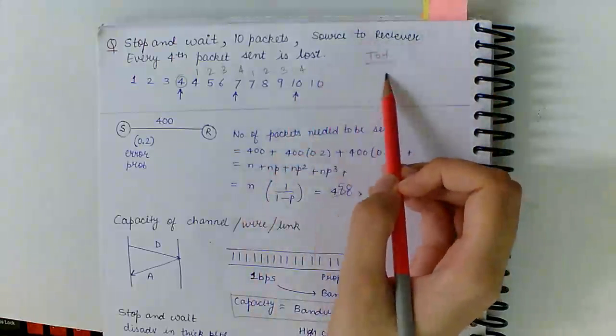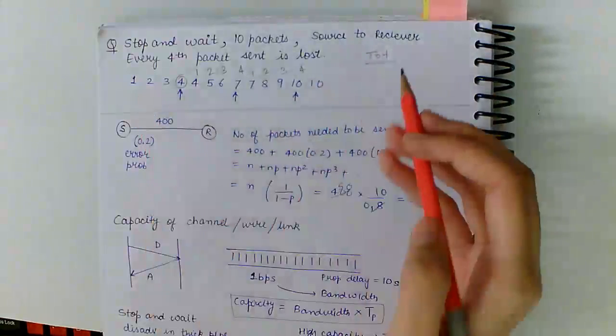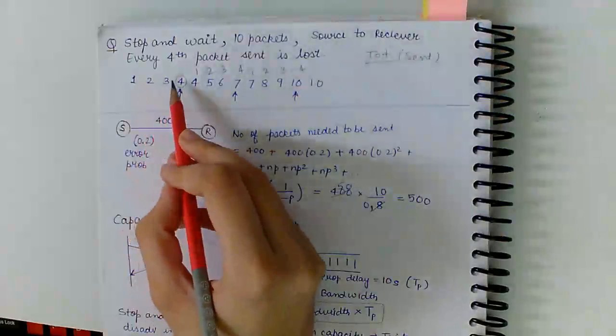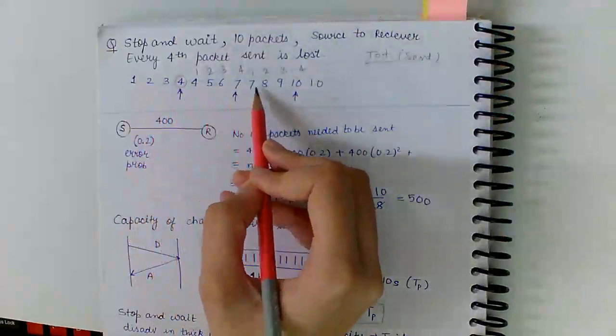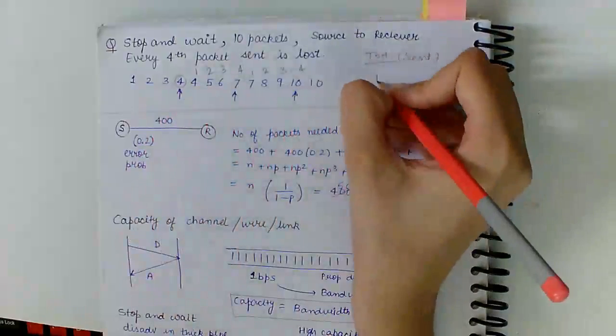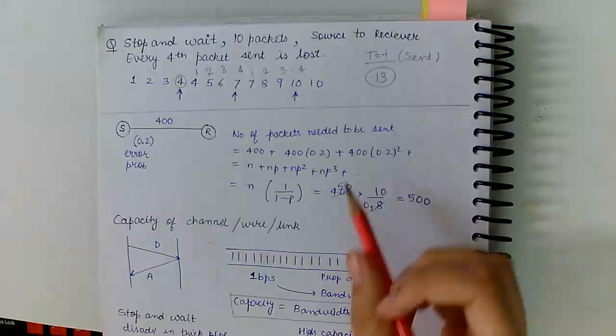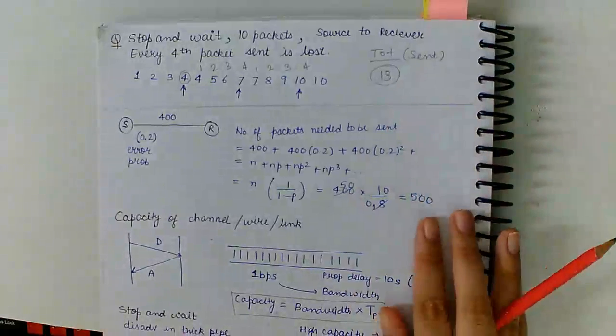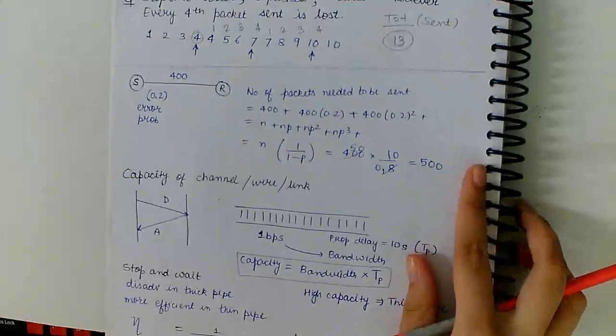So the total number of packets sent are 1, 2, 3, 4, 5, 6, 7, 8, 9, 10, 11, 12, 13. So this is the first type of question which can be asked. Now moving on to the second type of question.